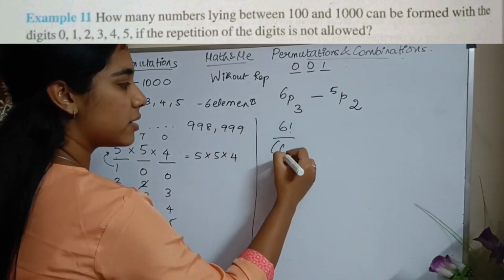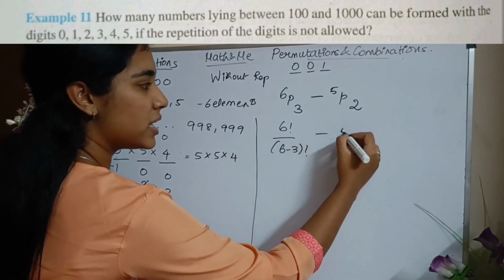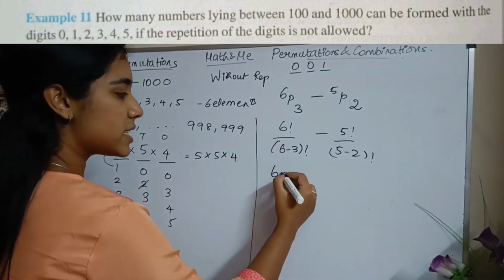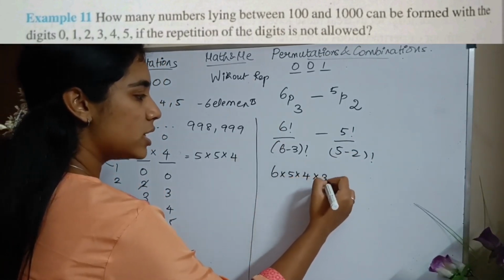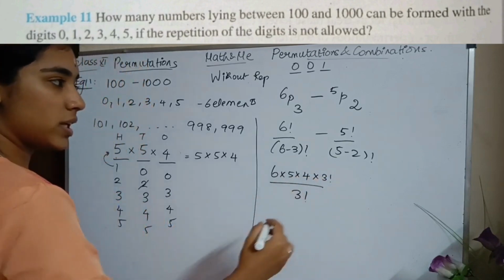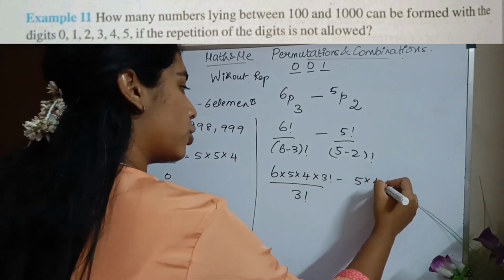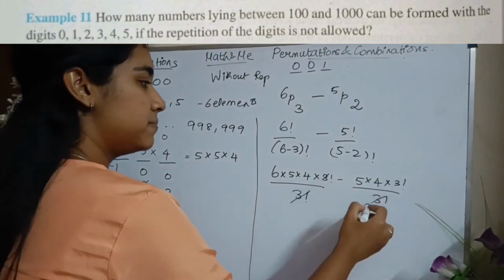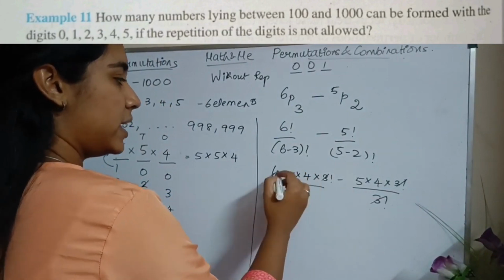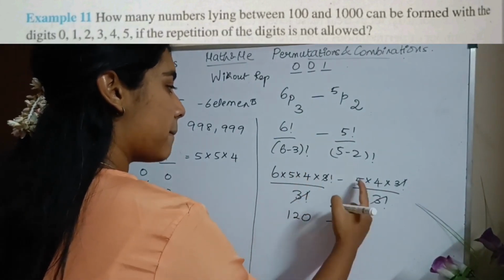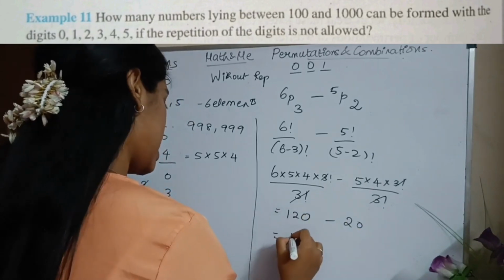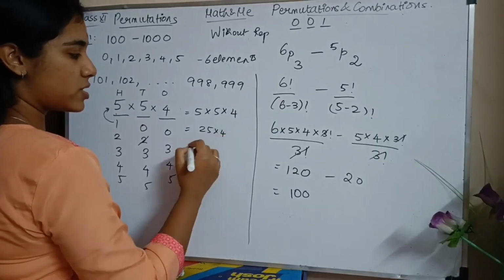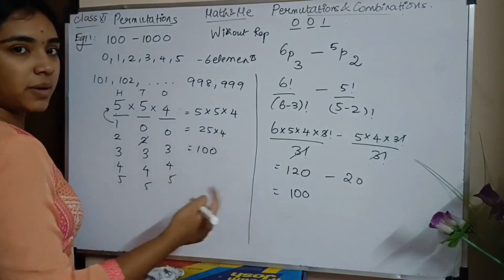6 factorial divided by 6 minus 3 factorial, minus 5 factorial divided by 5 minus 2 factorial. So this will be 6 into 5 into 4 into 3 factorial divided by 3 factorial, minus 5 into 4 into 3 factorial divided by 3 factorial. So the 3 factorials cancel. I'll be left with 5 4s are 20, 6 times 20 is 120, minus 5 4s are 20. So I'll have 100 possibilities. What do we get the other way? 5 5s are 25, 25 4s are 100. Okay, so you get the same answer in both the cases.